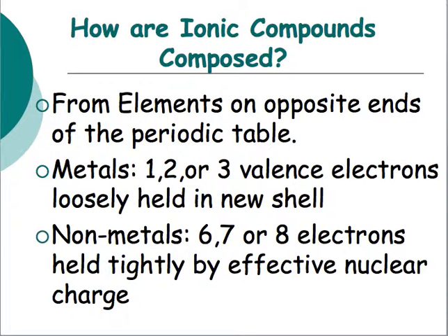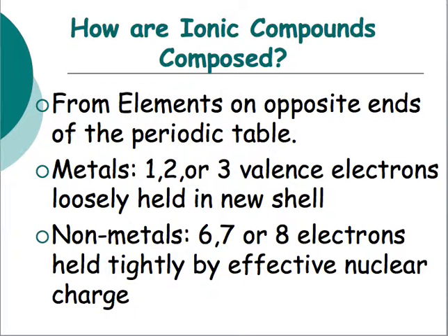How are ionic bonds composed? How are they made? We are looking at elements on opposite ends of the periodic table. So part of our ionic compound is metals and the other part is nonmetals. The metals have 1, 2, or 3 valence electrons. They are loosely held in the outermost shell, or the newest shell. And those electrons have very low ionization energies or electron affinities, so they're not really bound tightly to the nucleus, so they're easy to get rid of.